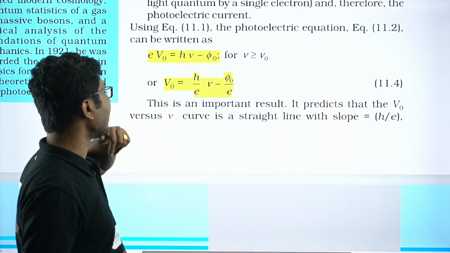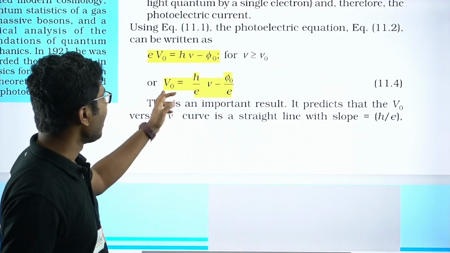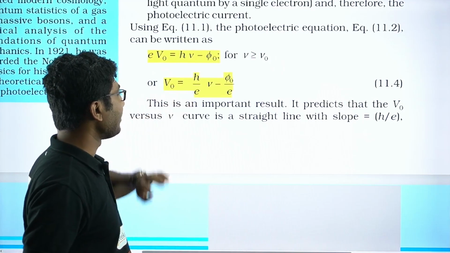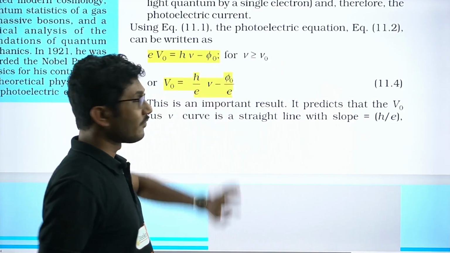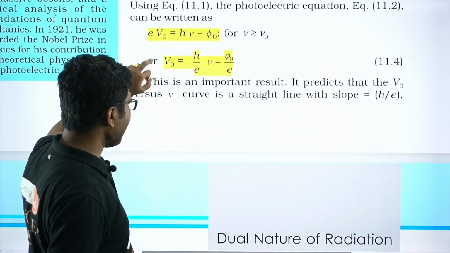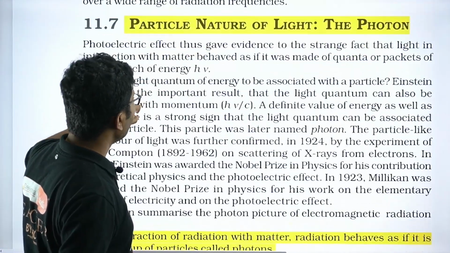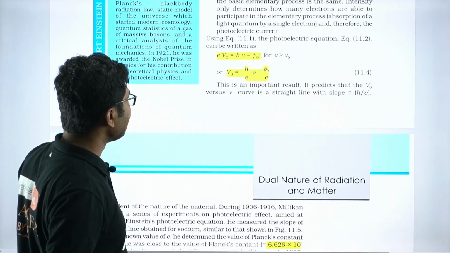Now e V naught is equal to h nu minus phi naught. These are the formulas, where V naught is the stopping potential. Basically stopping potential can be calculated using this formula: V naught equals h by e into nu, minus phi naught by e. And also one more formula, I think, which is not given here, or maybe I missed that. So there is one more formula which is basically giving phi naught.